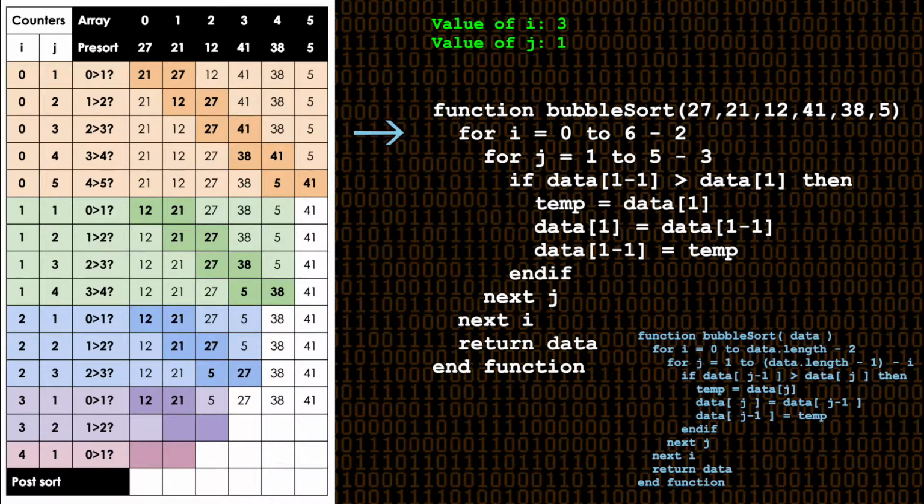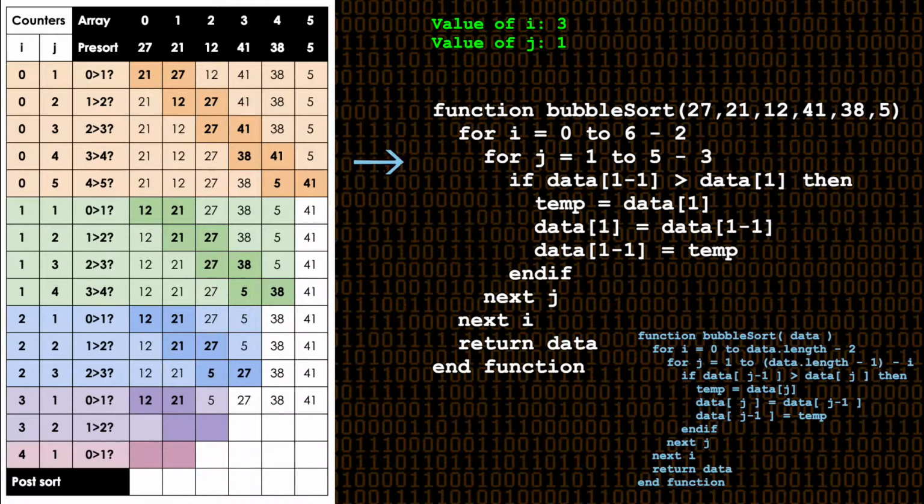So we're now on the fourth loop round of our external loop, so i has the value of 3. Remember, we're looping until i reaches the value of 4, but at the moment i has a value of 3. And so now we're looping from j equals 1 to 5 take away 3, so from j equals 1 to 2. That means we're going to loop twice.